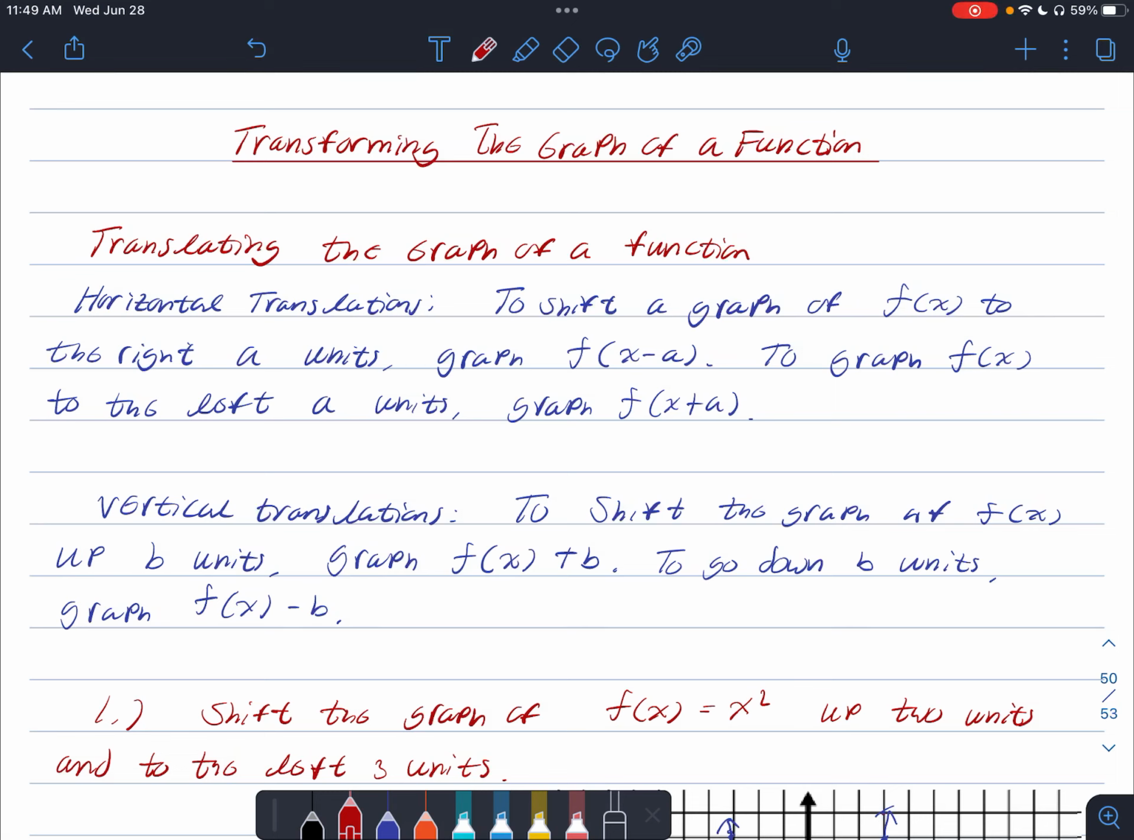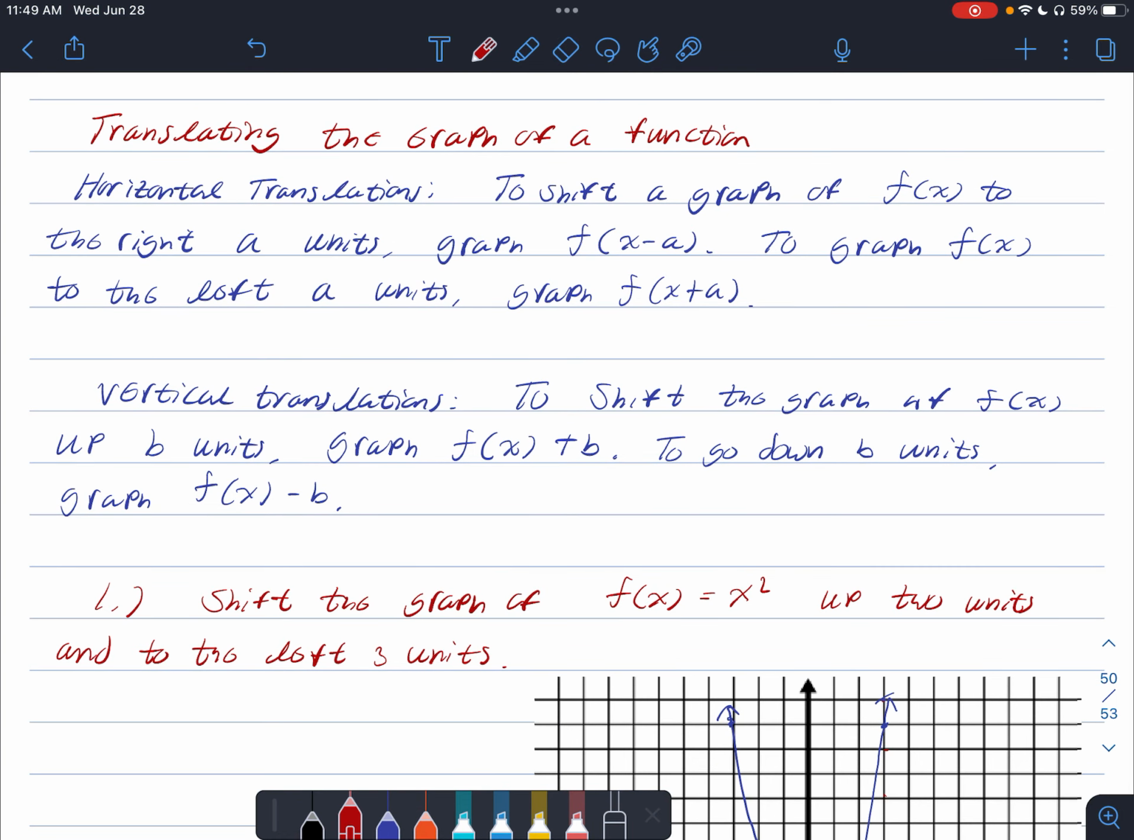Hi everyone. In this video, we're going to talk a little bit about transforming and translating the graph of a function. First, we're going to talk about translating the graph of a function. Translating just means you're going to take the graph of a function and either move it to the left or to the right, or move it vertically by moving it up or down.